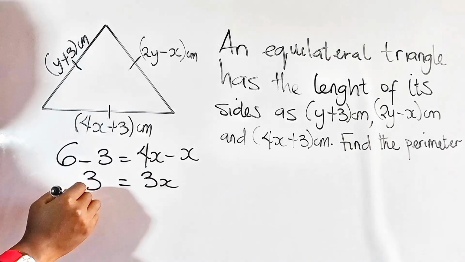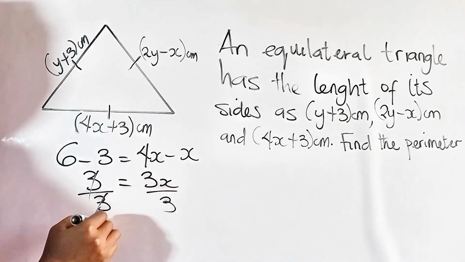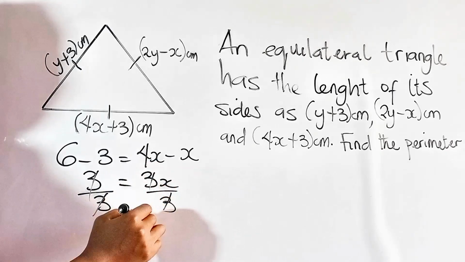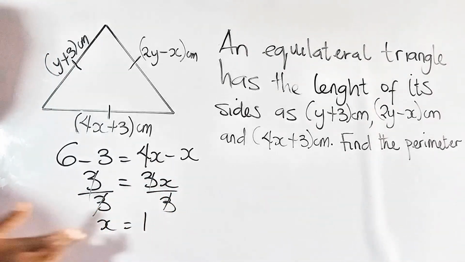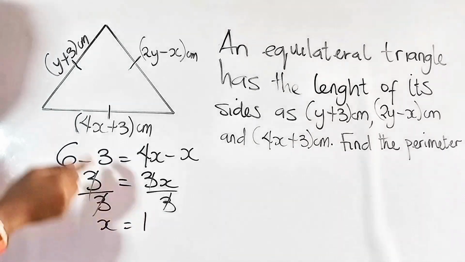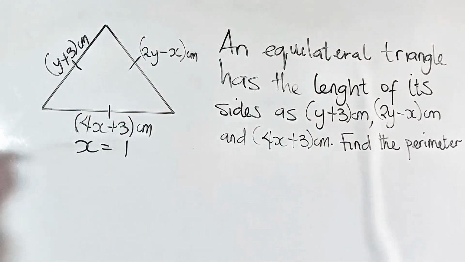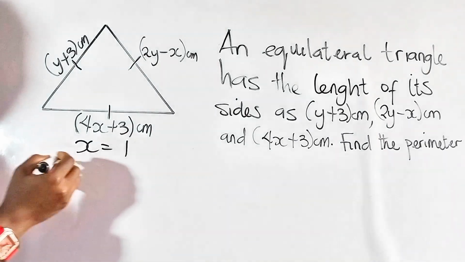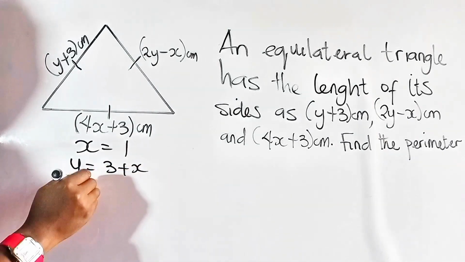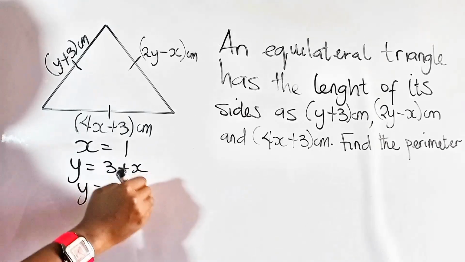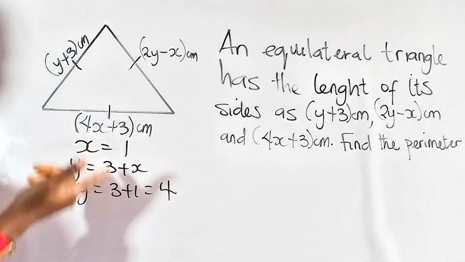We divide both sides of the equation by 3. We have x equals 1. Okay, now we know the value of x. We can now substitute 1 for x in each of these given sides. So if x equals 1 and y equals 3 plus x, that means y equals 3 plus 1, and that gives 4. Now we know the two variables.